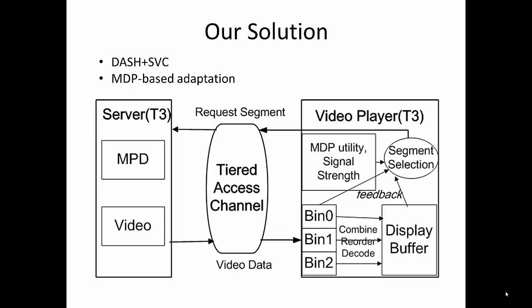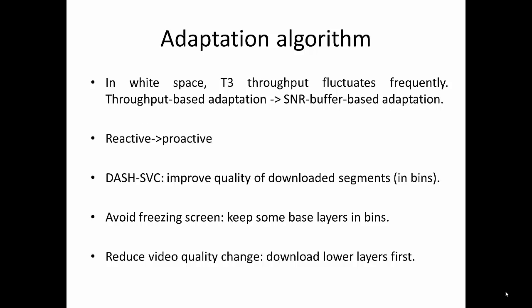We combine DASH and SVC to fit the Whitespace model and design an MDP-based adaptation algorithm for scalable video coding. The current channel condition is estimated based on the measured signal strength. In the video player, we have three bins to serve as the buffer for each SVC layer. At each step, the segment selection is based on current channel condition and the segments in each bin. The goal is to maximize the MDP expected utility function. Here are some key components in our adaptation algorithm.